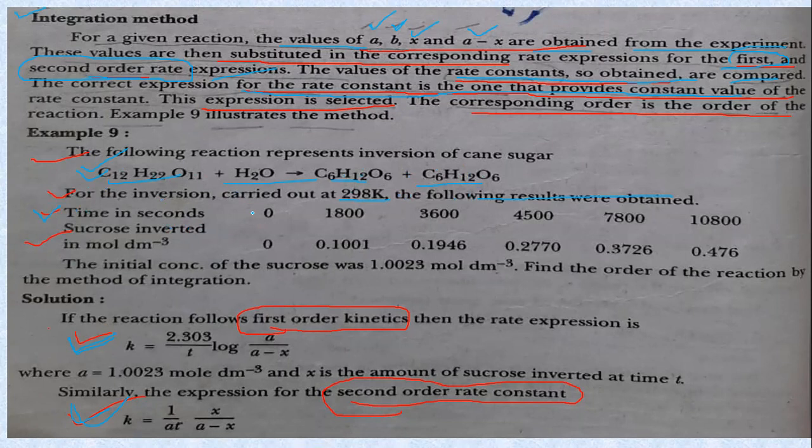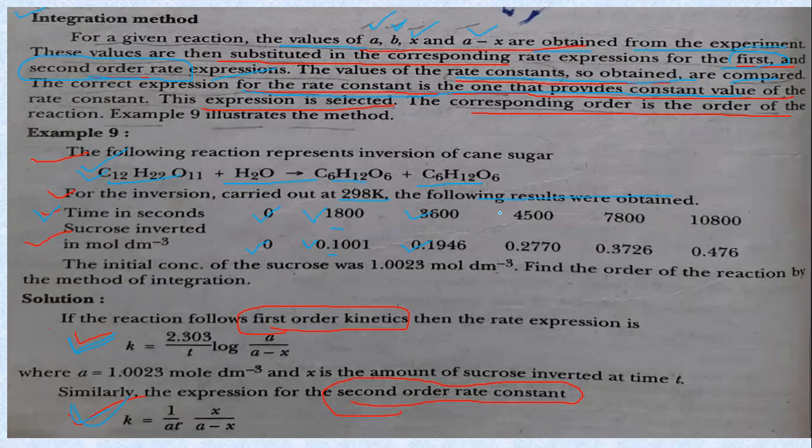We are going to measure the inversion. Initially, there was no inversion. After 1800 seconds, we are again going to check the inversion, in mole per dm cube. After 3600 seconds, we are again going to measure the inversion. Initially, when we saw the inversion of cane sugar, I told you that we are going to check the inversion of cane sugar at different time intervals regularly.